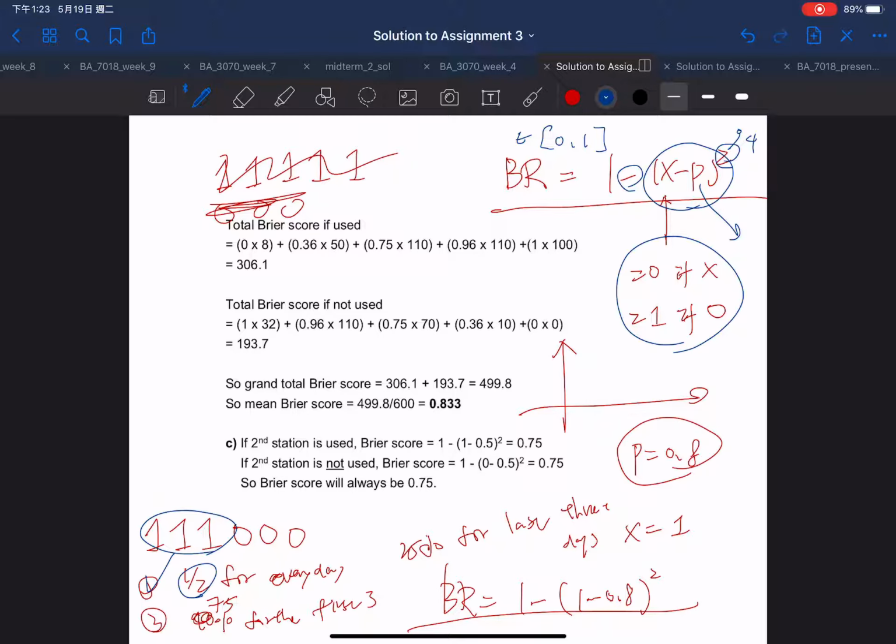In that case, the bias score would be 1 because x always equals p. So x minus p is always 0. 0 to the power of 2 is still 0, and so on. Okay?